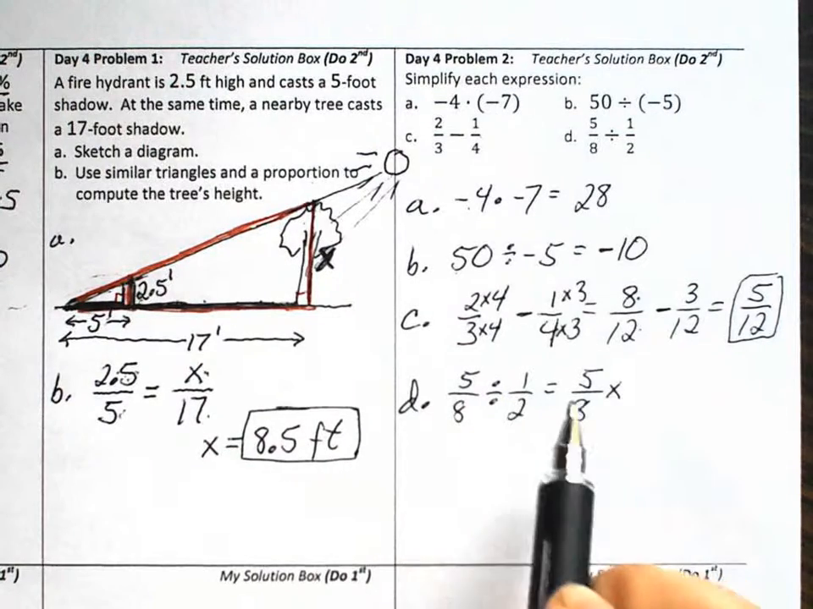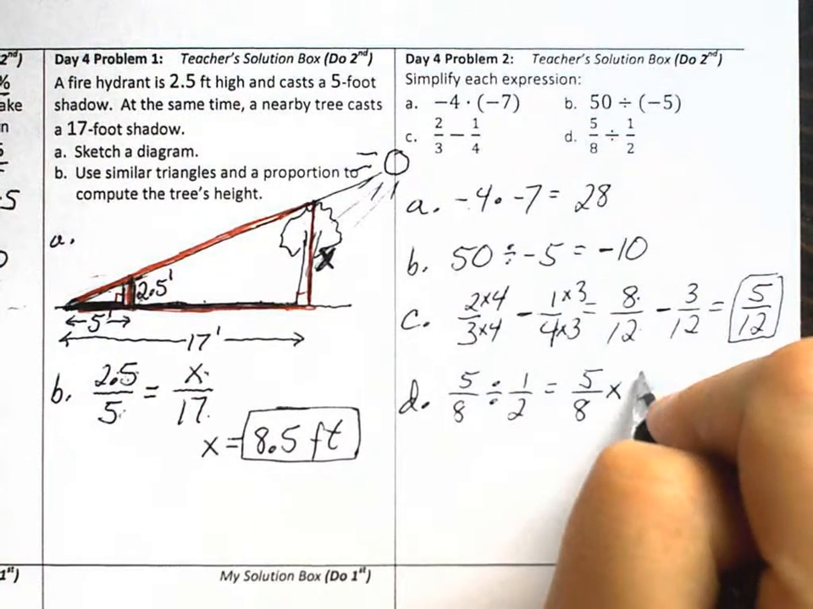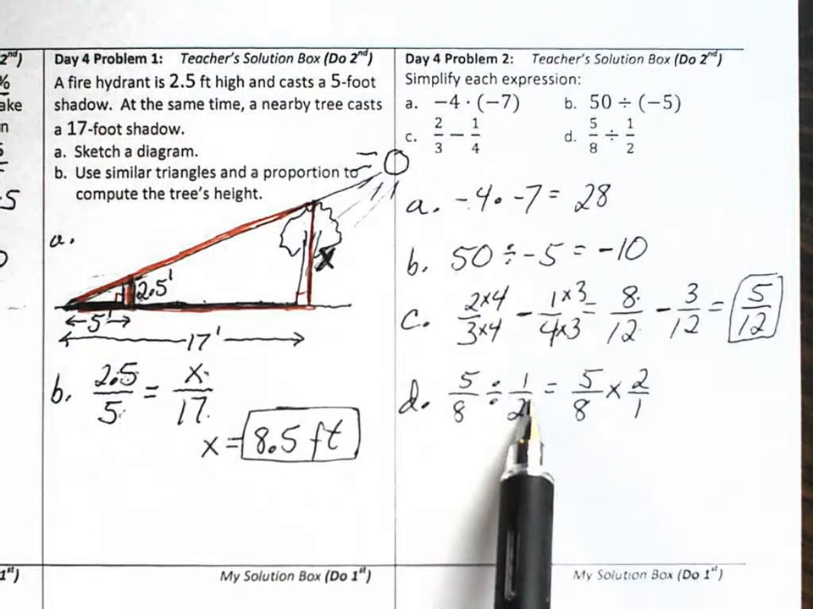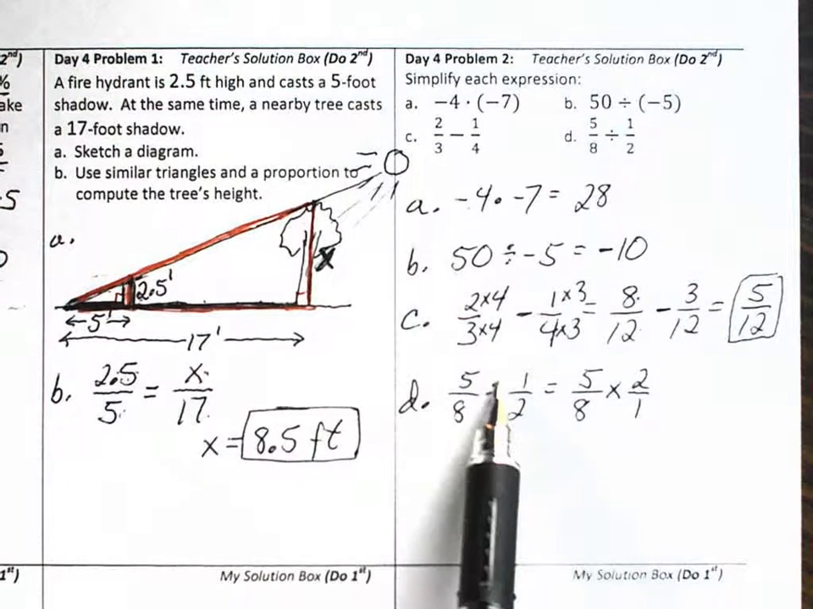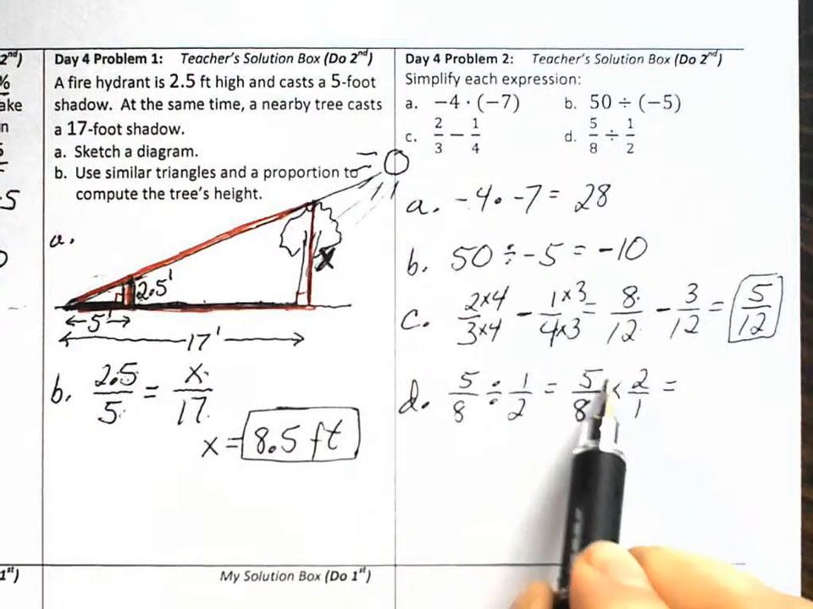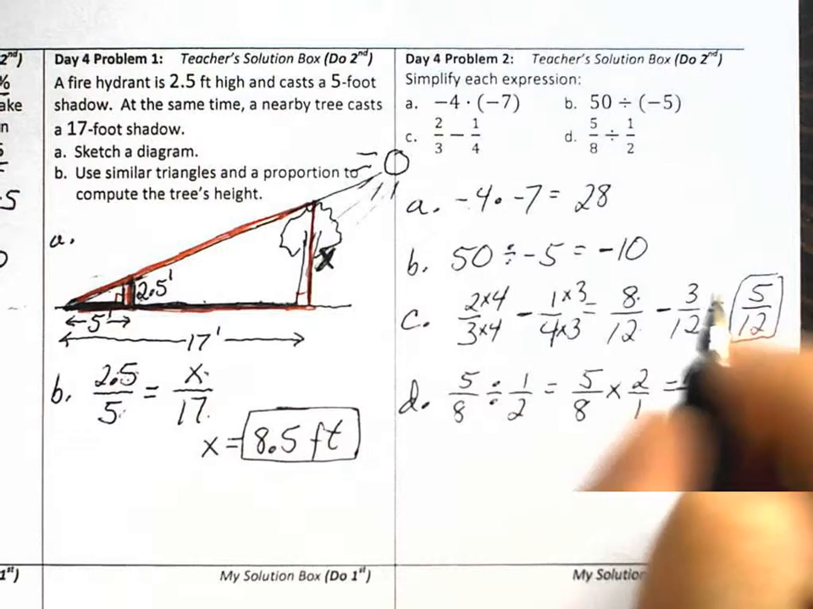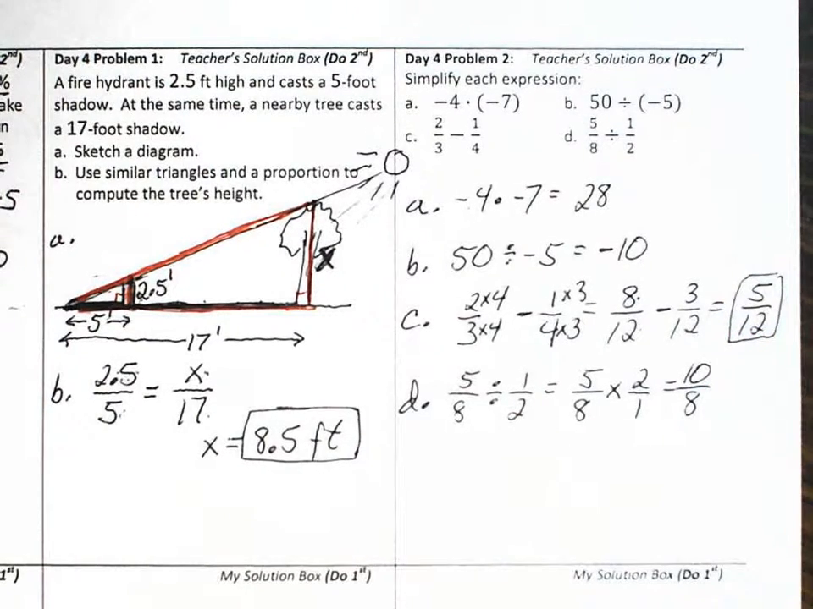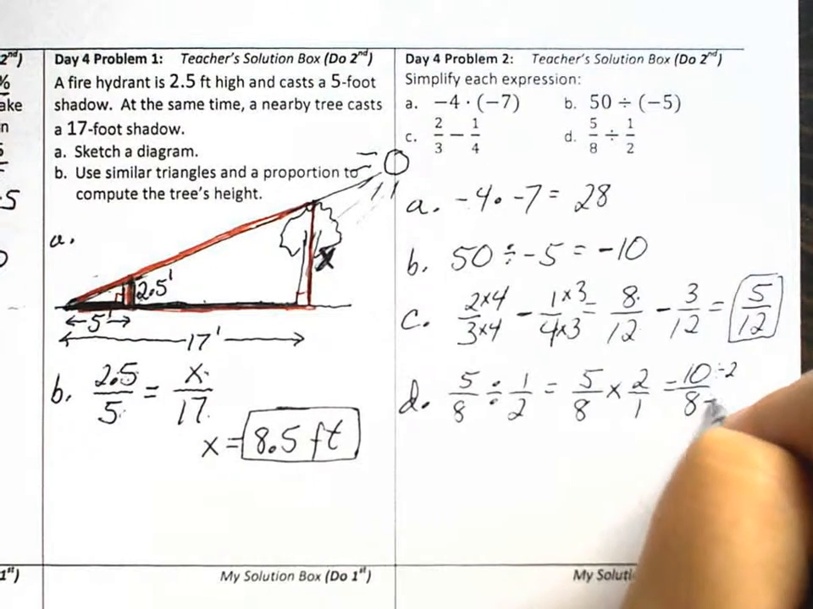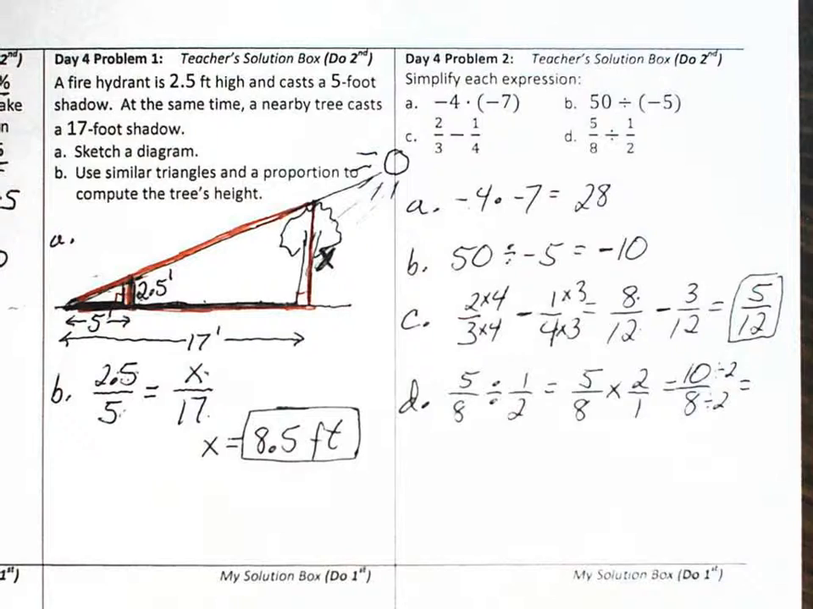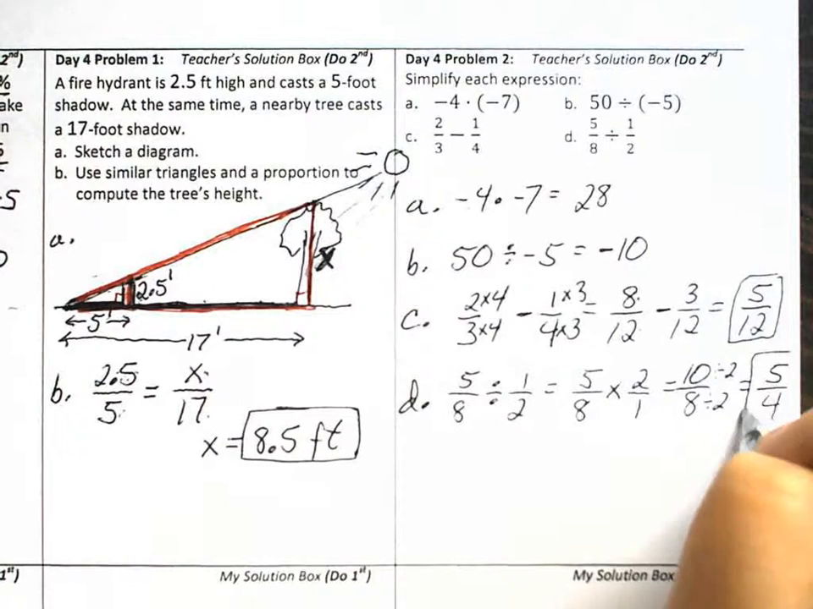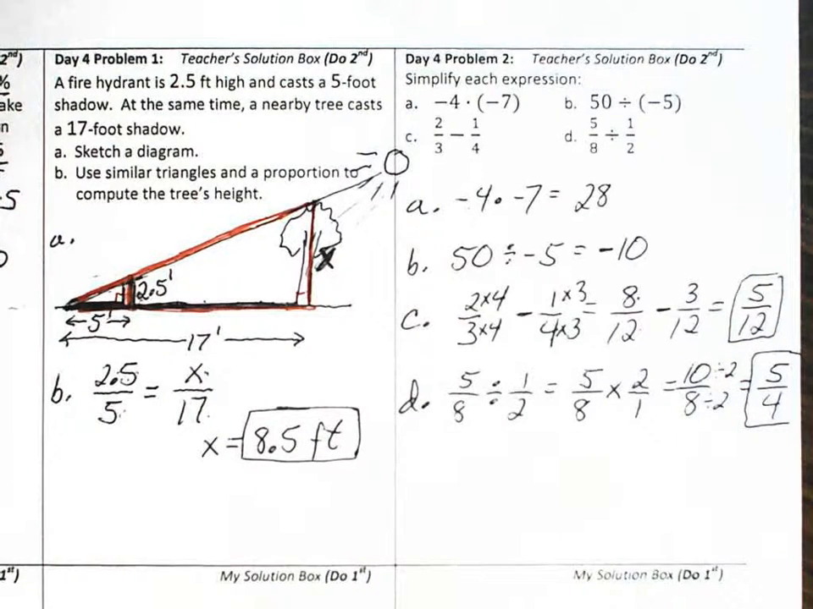Now, dividing by a half is equivalent to multiplying by 2/1. 2/1 is the reciprocal of 1/2. And by rewriting the division problem as a multiplication problem, it makes it easier to work out. 5 times 2 is 10. 8 times 1 is 8. We get 10/8. Now this does reduce. The top and bottom can both be divided by 2. 10 divided by 2 is 5. 8 divided by 2 is 4. And so our final answer is 5/4.